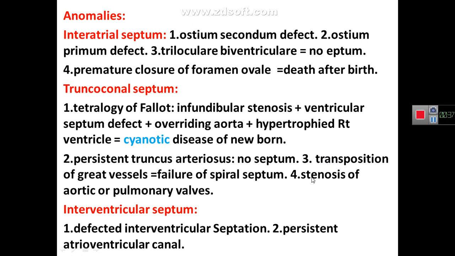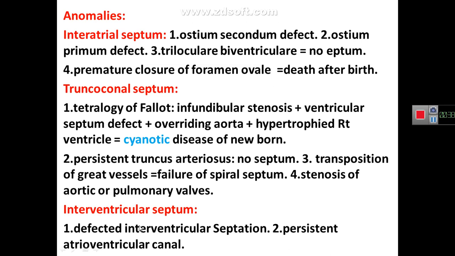Or there will be stenosis of the aortic semilunar valve or pulmonary semilunar valve, because simply the swellings of the truncus arteriosus are the swellings that formed the pulmonary valve and aortic valve. Therefore, if there is an abnormality in the truncal swellings, there may be a stenosis of the aortic valve or pulmonary valve, because these pulmonary and aortic valves are derived from the truncal swellings.